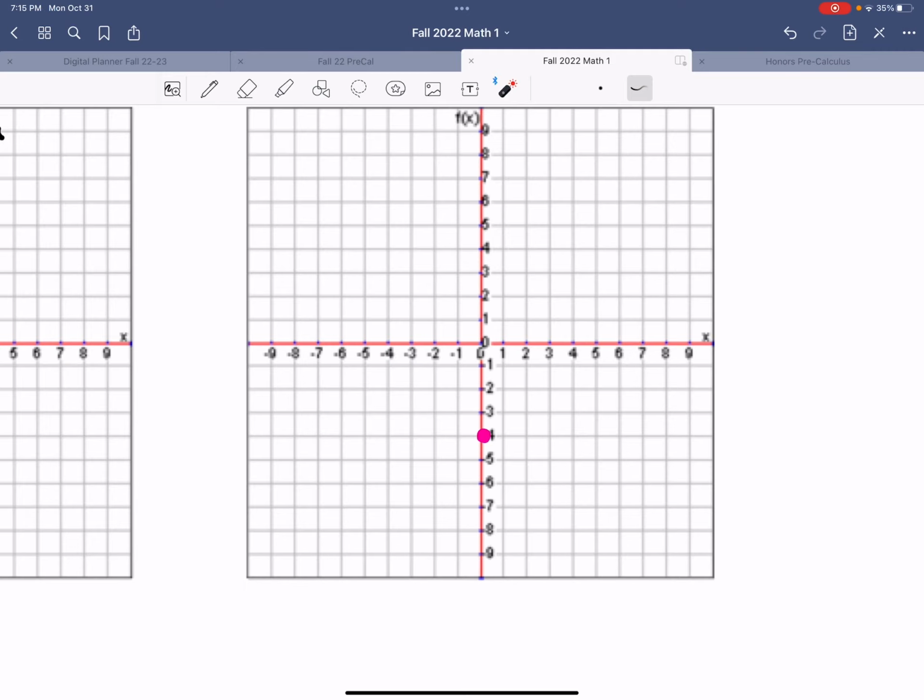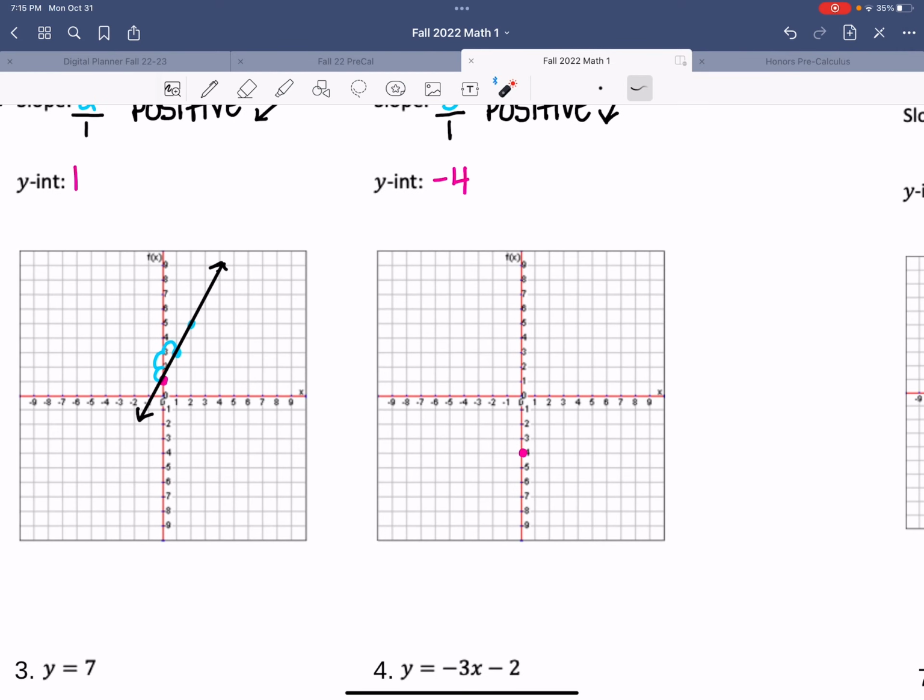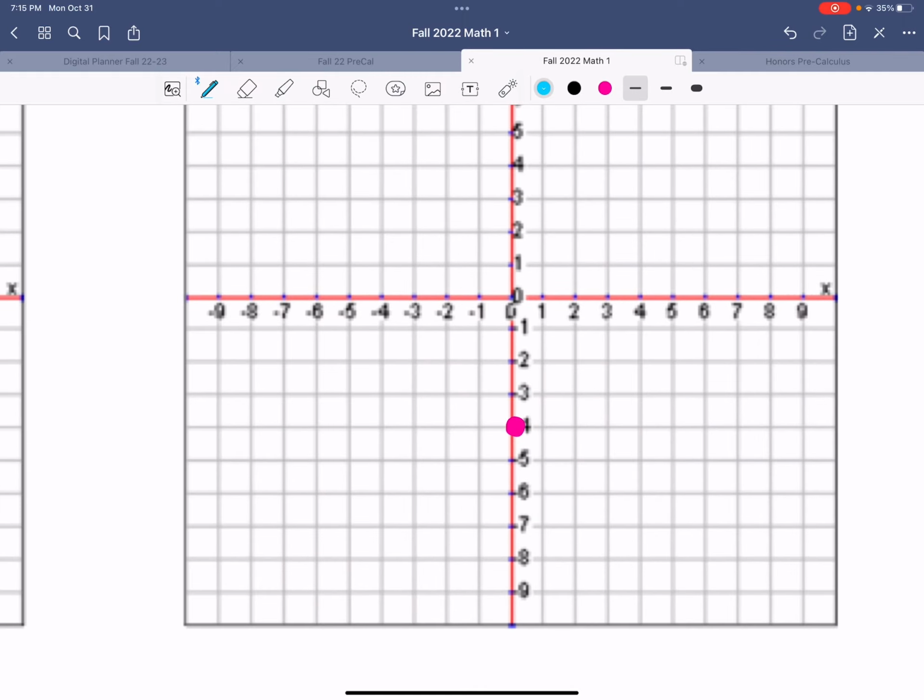Then I'm going to go up 3 spaces, 1, 2, 3, and to the right 1. And there's my new point. And again, I can do it again: 1, 2, 3, right 1. And that is going to be the graph of my line.